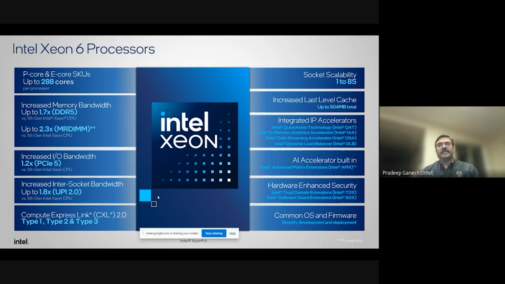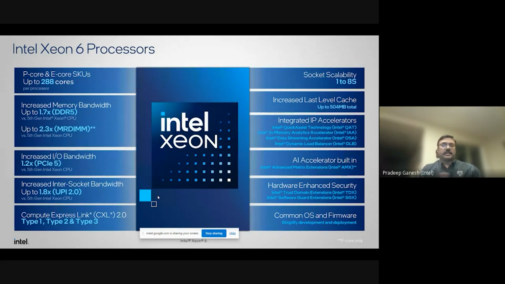With PCIe Gen 5, you have increased I/O bandwidth. And with the updated socket-to-socket communication, UPI, you have almost 1.8x the performance. We also support CXL Type 1, Type 2, and Type 3. The Xeon 6, especially the P-core version, has socket scalability from 1 socket to 8 socket solutions. Also, there's an increased last level cache, all the way up to 500 megs.